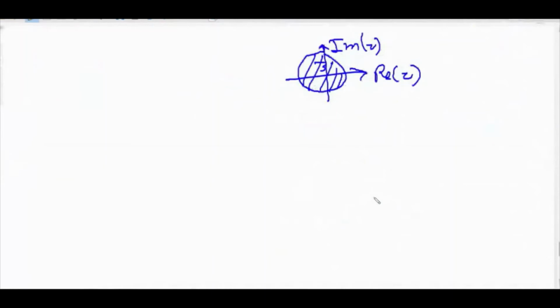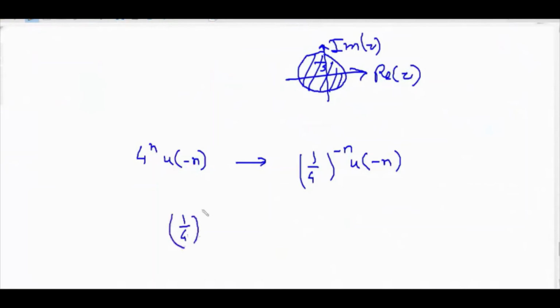Same type of question. Find the z transform of 4 raised to n u of minus n. Whenever I see u of minus n, I have to use the time reversal property. But here minus n is not present at both the places, so I need to do the adjustment. This can be written as 1 by 4 raised to minus n u of minus n. Now at both the places minus n is there.